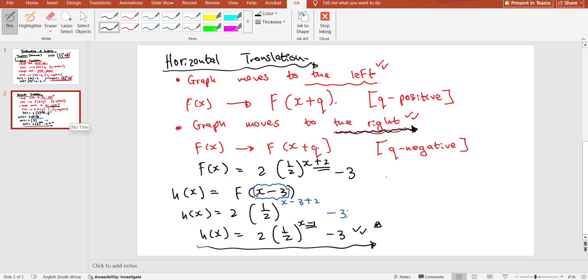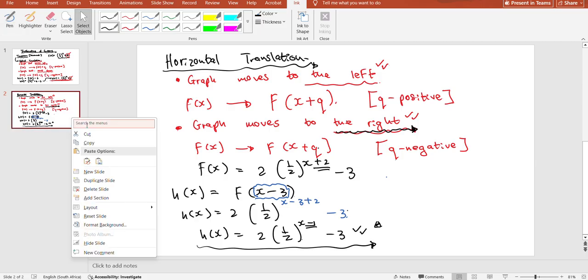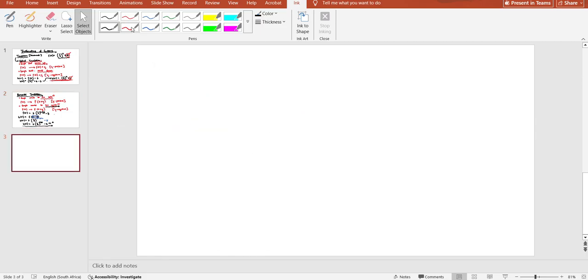All right, so we've done translation. Then let's do the other type of transformation, which is reflection.